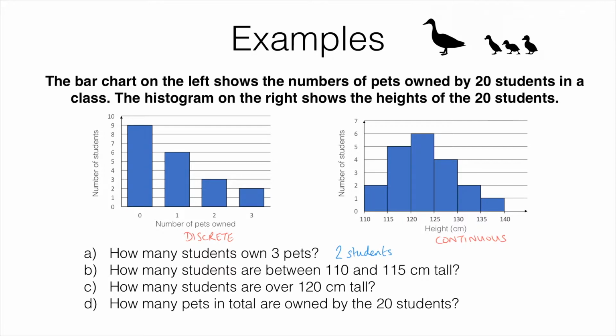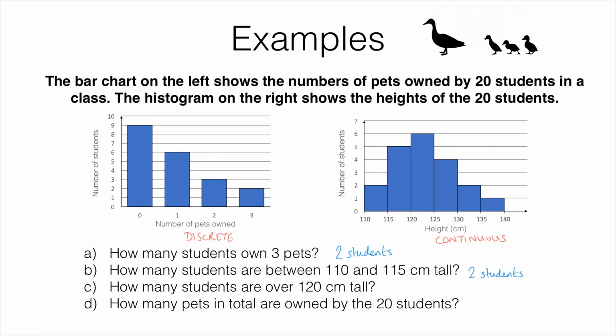The second question asks, how many students are between 110 and 115 centimetres tall? We need to look at this bar here between 110 and 115. Reading up and across, we find that there are, again, 2 students whose heights are between 110 and 115 centimetres.